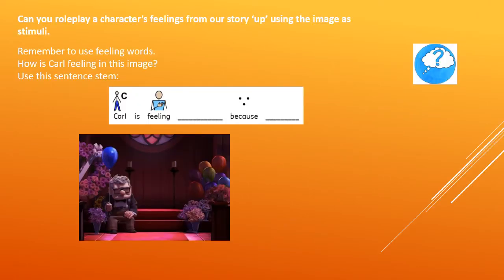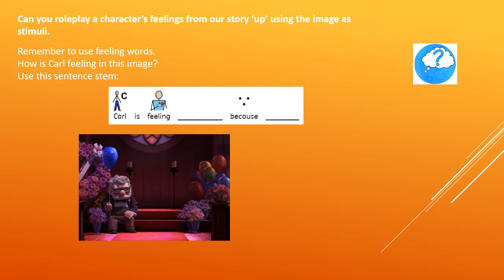So continuing with our story of Up, what we're doing today is we're going to role play a character's feelings from our story using the image as stimuli. We're going to remember our feeling words. We're going to think about how the characters are feeling in each image. We're going to be using our character skill of wonder to try and look at what they could be feeling.